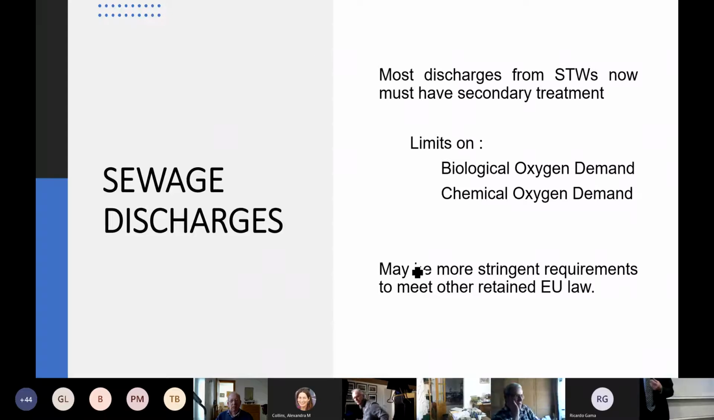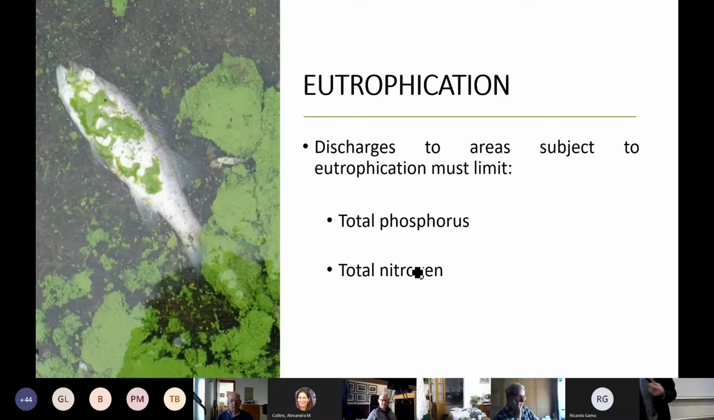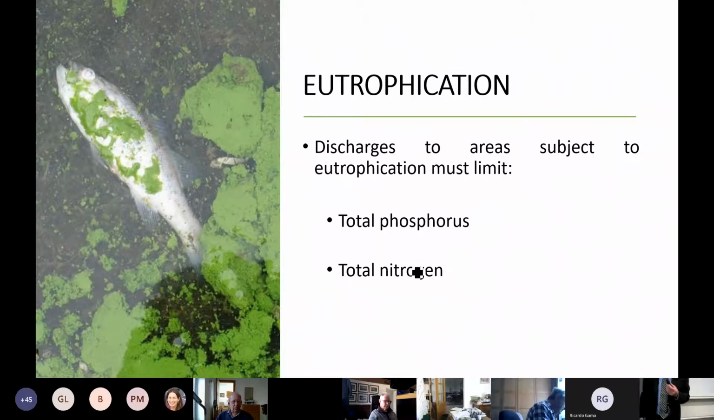Discharges: now most must have secondary treatment with limits on biological oxygen demand and chemical oxygen demand, and there may be more stringent requirements to meet other retained EU law. Eutrophication was the main driving force for the directive. People were concerned about algal blooms covering vast areas, particularly in the Adriatic and other seas. So discharges to areas subject to eutrophication must limit total phosphorus and total nitrogen in order to prevent that.